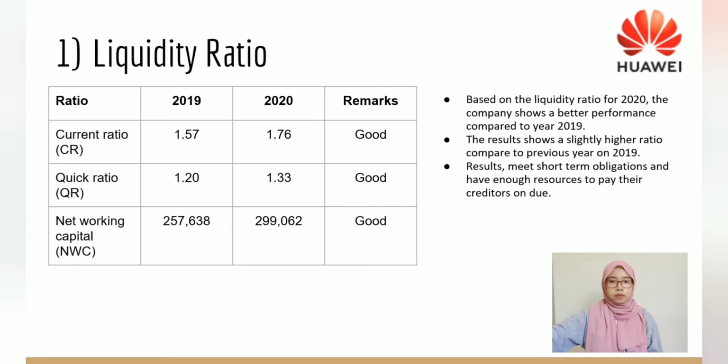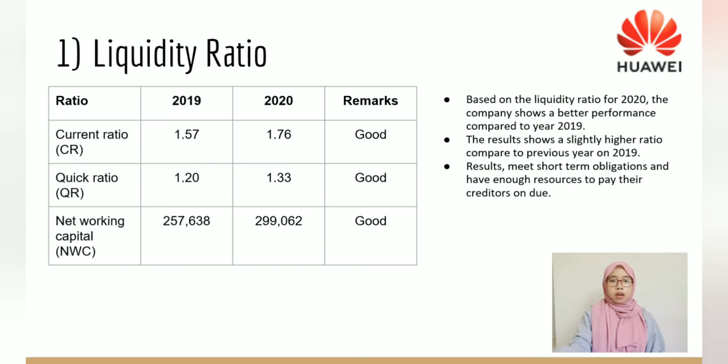Net working capital for year 2019 is 257,638 ringgit. Meanwhile, year 2020 gives 299,062 ringgit, higher than 2019. A positive result of net working capital shows that the company has more current assets than current liabilities. Based on the results, we can conclude that the liquidity ratios of the company in 2020 show a better performance compared to year 2019.